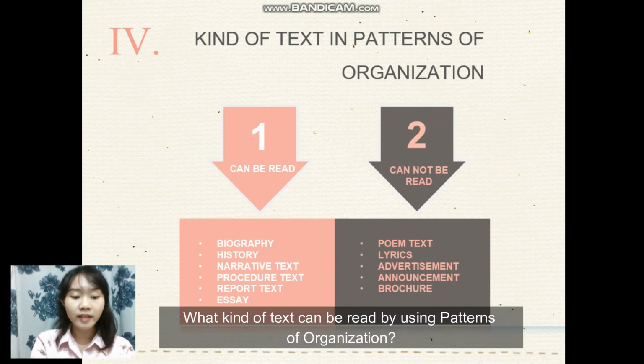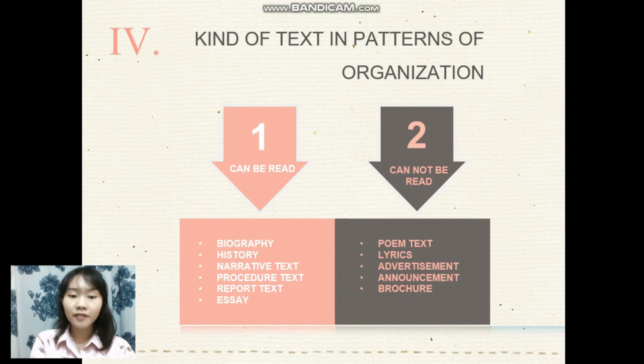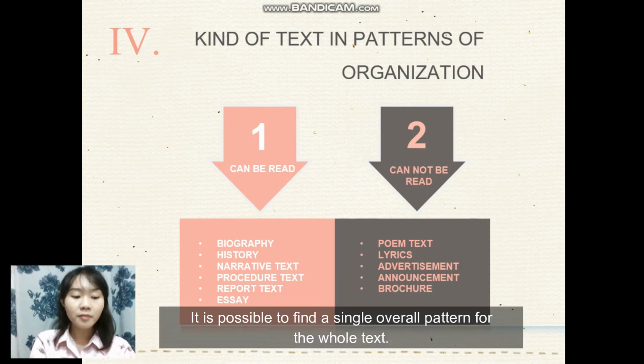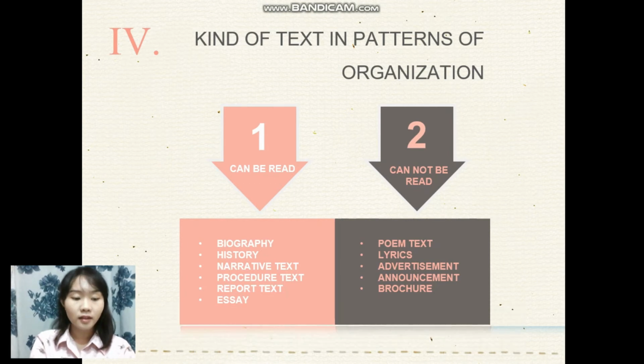Next, let's talk about kinds of text in patterns of organization. What kind of text can be read by using patterns of organization? There are biography, history, narrative text, procedure text, report text, and essay. It is possible to find a single overall pattern for the whole text.